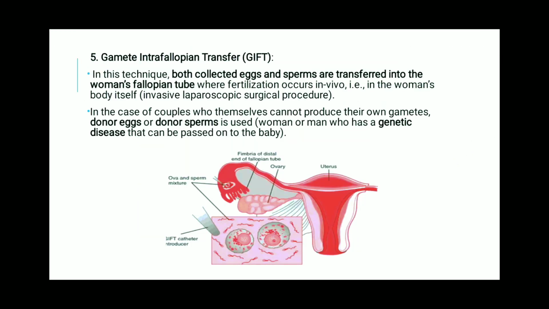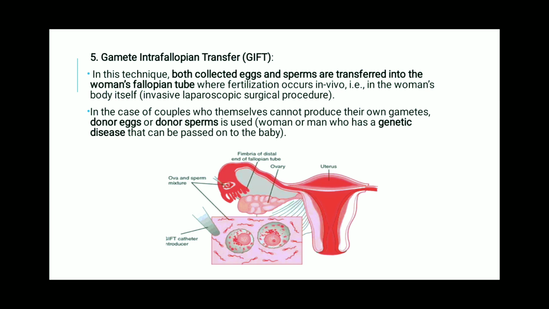Now the next technique is gamete intrafallopian transfer. In this particular technique, both collected eggs as well as sperms are transferred into the woman's fallopian tube, where the fertilization occurs in vivo. In vivo is inside the woman's body itself. So it is an intense, invasive, laparoscopic surgical procedure to place a mixture of sperms as well as eggs directly into the fallopian tubes, and therefore it is not used nowadays, as it is not that successful.